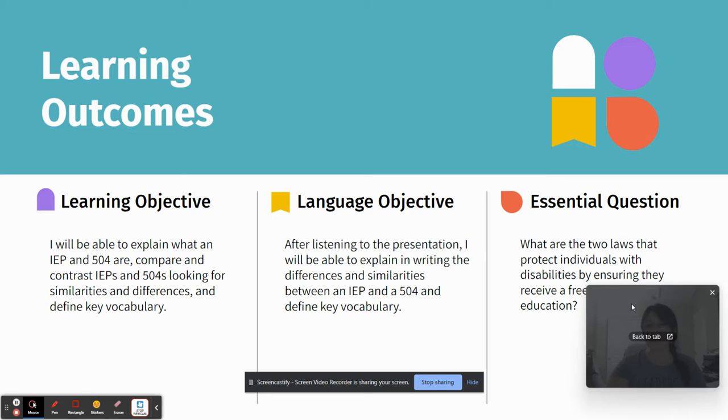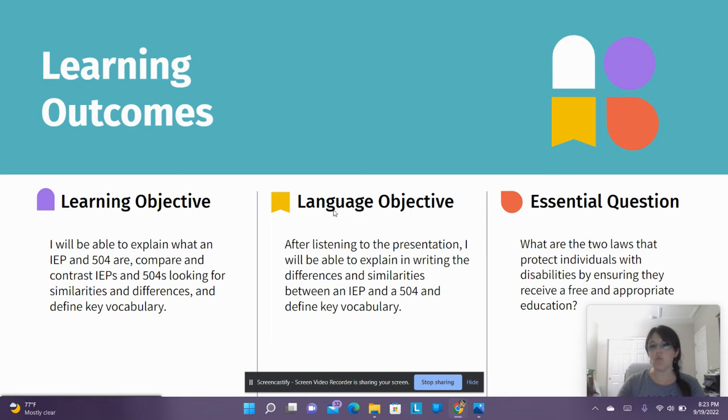Our essential question for today is, what are the two laws that protect individuals with disabilities by ensuring that they receive a free and appropriate education? So if you are able to look back at these objectives at the end of the lesson and say, yep, I can do those things, and yep, I can answer this essential question, then you've met the goal of this lesson.